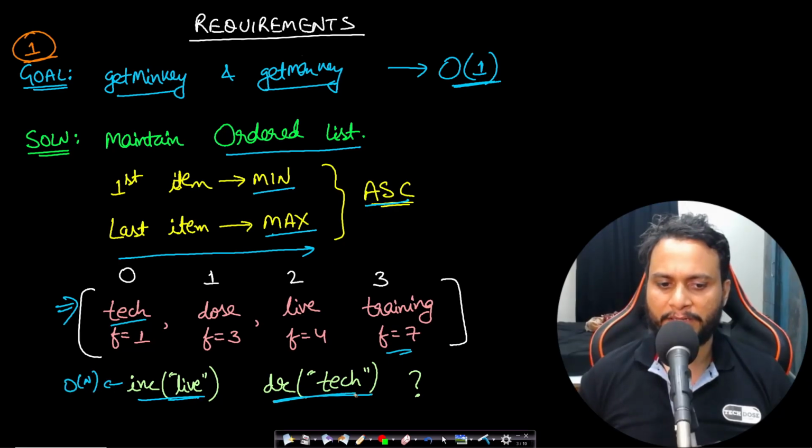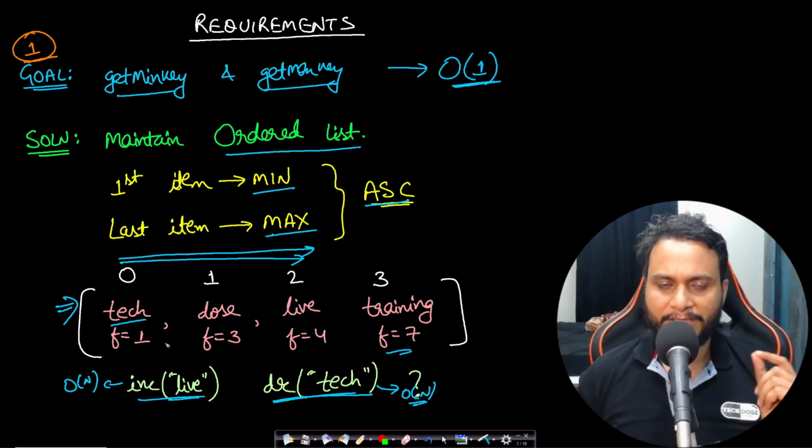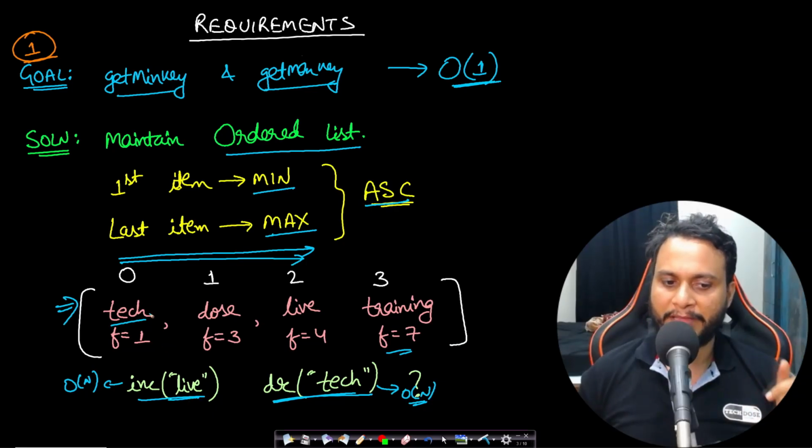Whereas if a decrease is coming for, let's say, tech, then again I have to find where this tech is present by iterating through the entire list, and this also becomes order of n, right? So why is this linear time? Because I do not know where live is present, and also I do not know where tech is present.